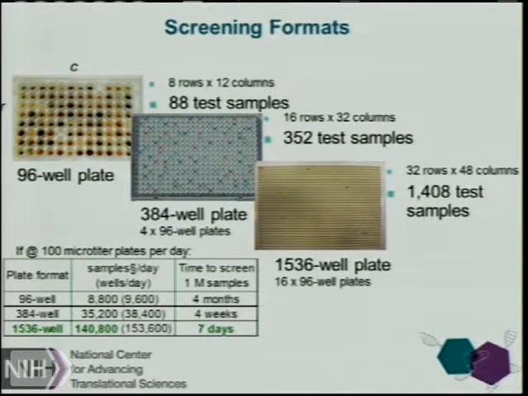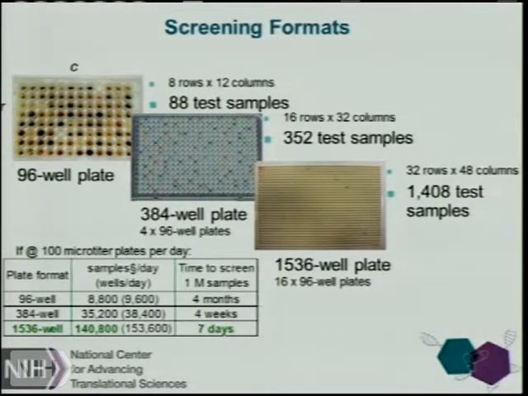So screening can be done in various plate formats. These are representative pictures of the three most common plate types. What we have set up in our place is the most advanced technological version of high-throughput screening, which is the use of 1536-well plates. I'm not going to go through the math here, but you can easily see why it is important to adopt this technology for a lot of types of questions that we want to ask.